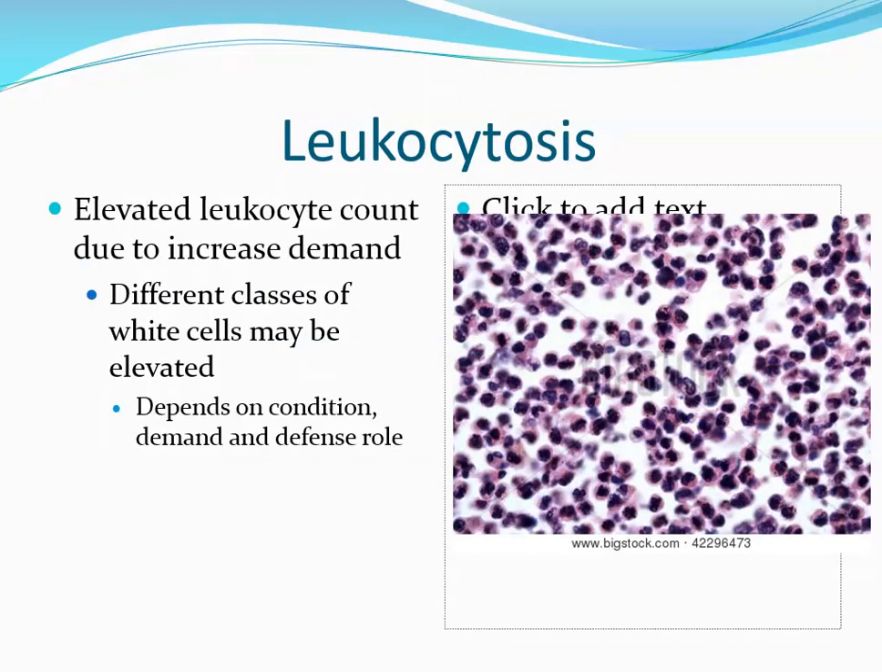The other extreme is leukocytosis. This is elevated numbers of white blood cells. The increased numbers could be due to an increased demand, and which ones and how far they are elevated often depends on what the condition is, what the demand is, and what the individual defense role of these white blood cells are.